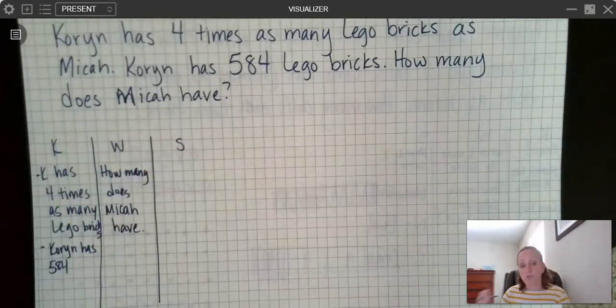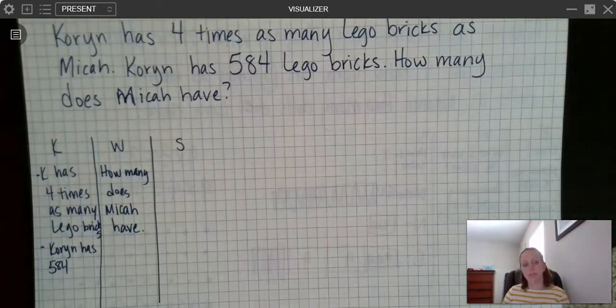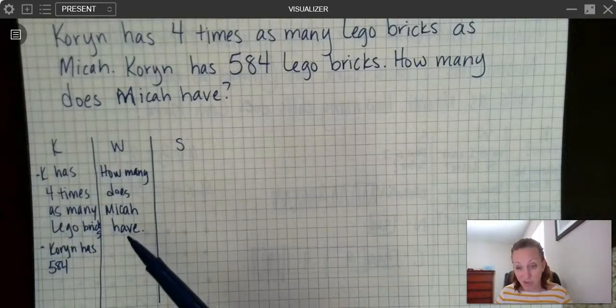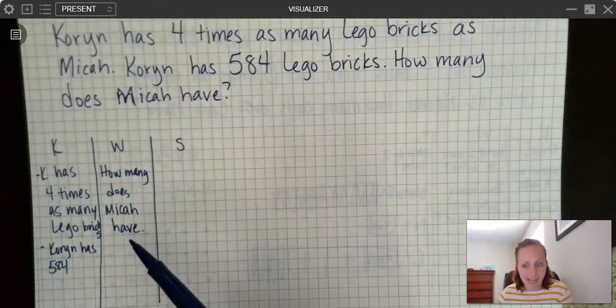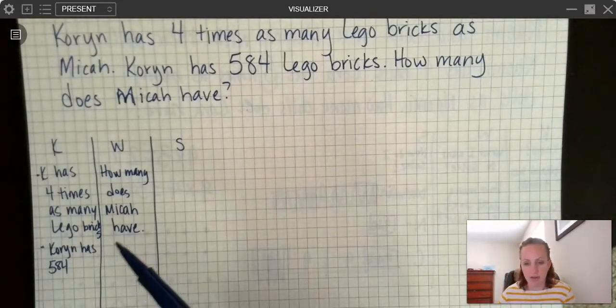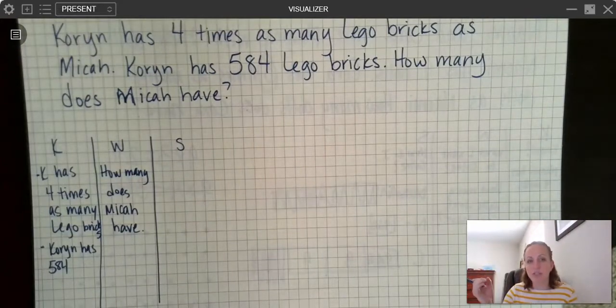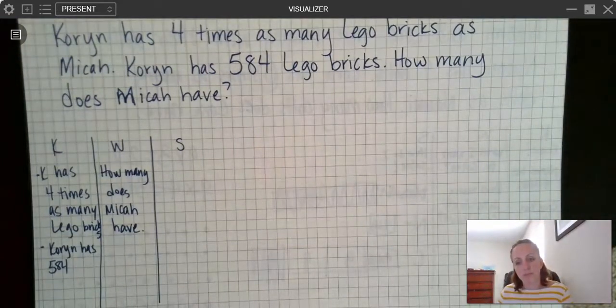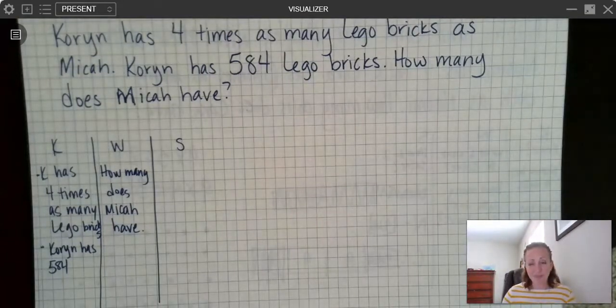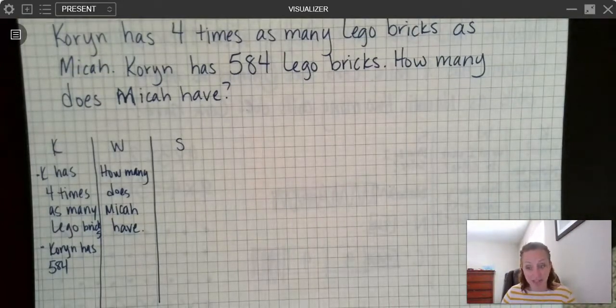So again, we want to read and think about this problem really carefully. We know 2 things about Corin, and we actually don't know much about Micah other than that he has Lego bricks, right? So what does that mean? Now, when we see "times as many," we automatically want to multiply, and that's what I see happen a lot. But we have to remember that that's not always the right way to solve the problem.